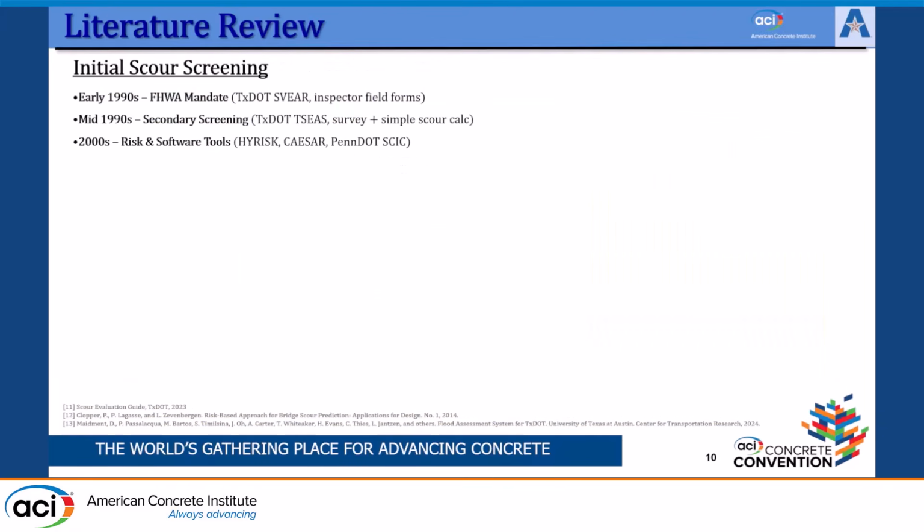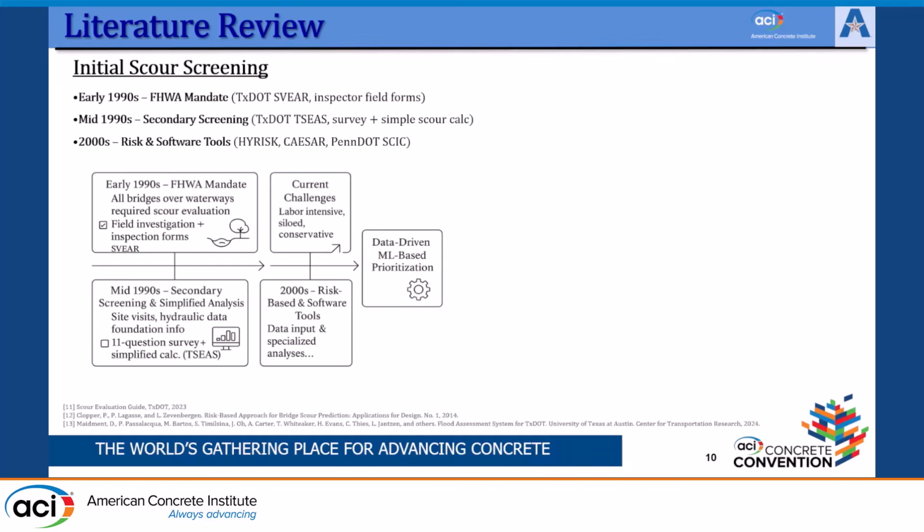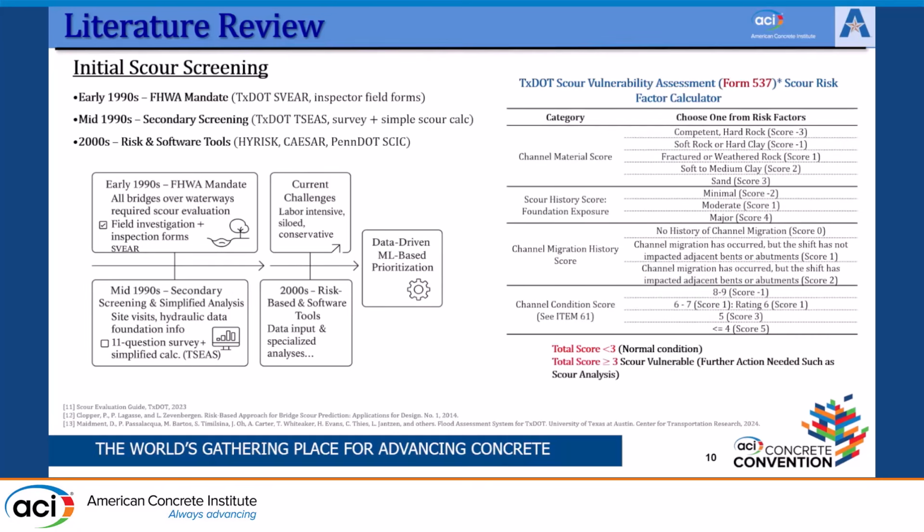So now let's take a look at the initial scour screening. As of now, there are a couple of risk-based methods for initial scour screening, but most of them actually depend on field-based investigation, where an inspector goes and sees the real condition of the bridges, and they use some scores to initialize which bridges are critical.